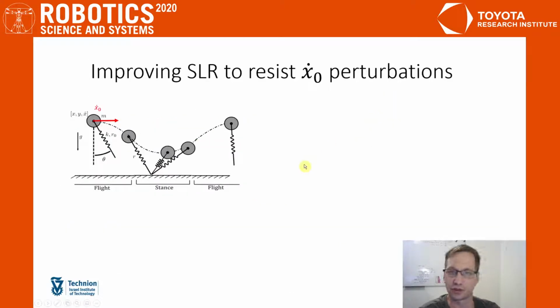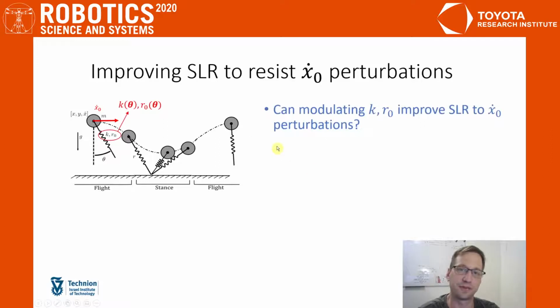So the first question we pose in our paper is whether modulating K, the stiffness, and R0, the free leg length, can improve the robustness of SLR to perturbations in the initial horizontal velocity. We call this variant of the SLIP model the variable SLIP.